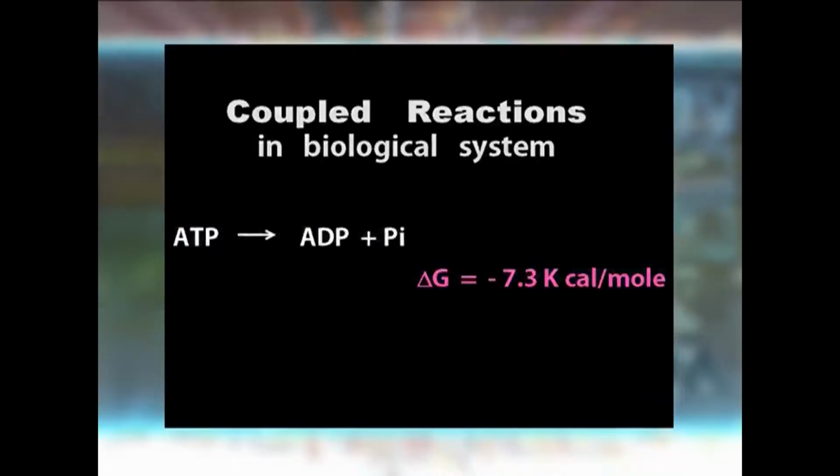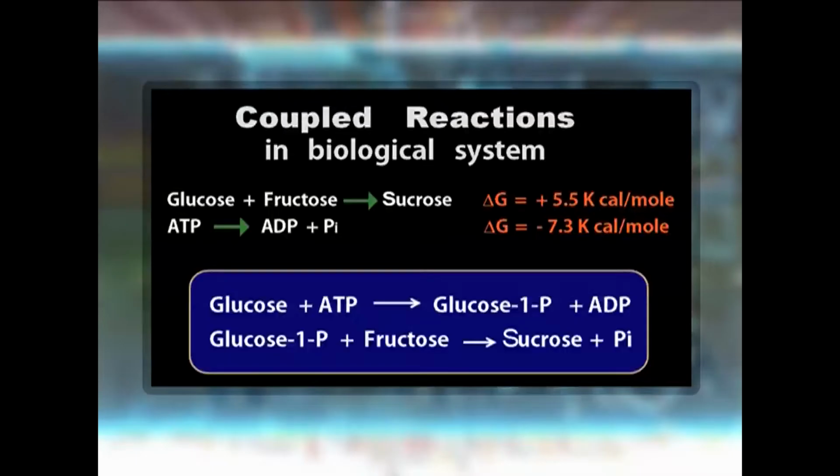However, another reaction where ATP breaks down to form ADP and Pi has a delta G value of minus 7.3 kilocalorie per mole, which is highly spontaneous. Now, if these two reactions can be coupled, then with the help of breakdown of ATP, formation of sucrose from glucose and fructose is possible. And the reaction goes like this. Glucose binds to one molecule of ATP to form glucose 1-phosphate and ADP. And this glucose 1-phosphate then binds with fructose to form sucrose and Pi.